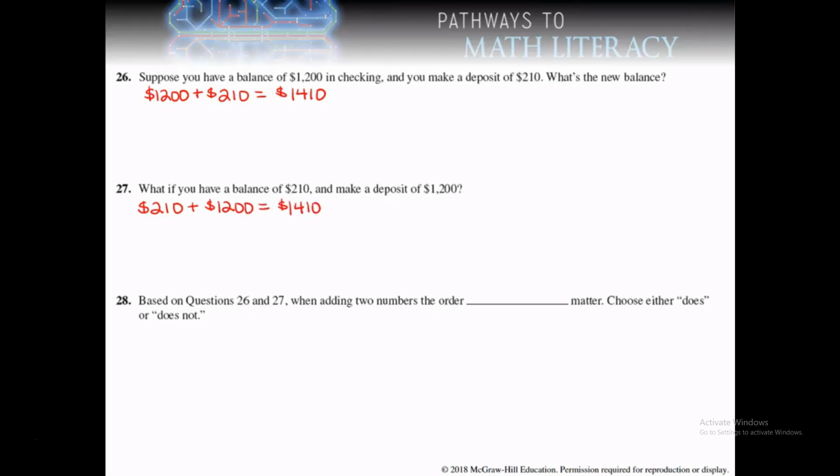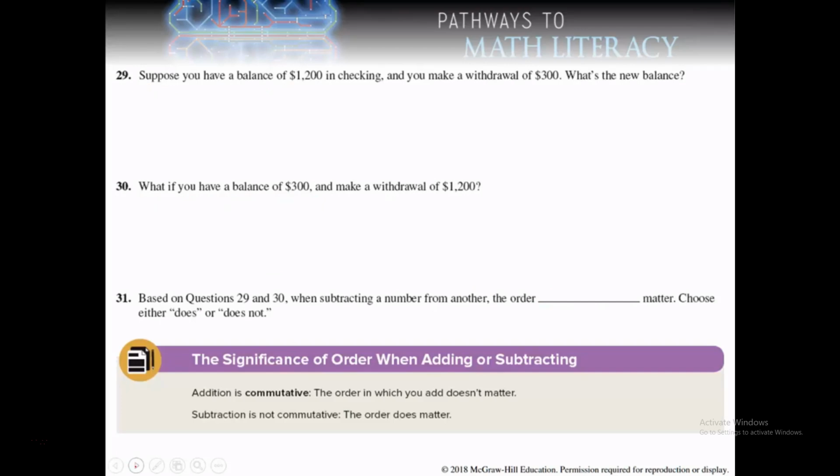Addition is commutative. In 29, suppose you have a balance of $1,200 in your checking and you make a withdrawal of $300, so that will subtract. Well, that's going to leave you with $900. In 30, what if you have a balance of $300 and you make a withdrawal of $1,200? So we're going to subtract the $1,200. Well, that's going to leave you in the hole. You're going to have negative $900 in that case.